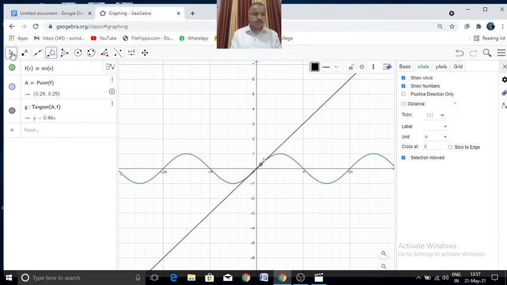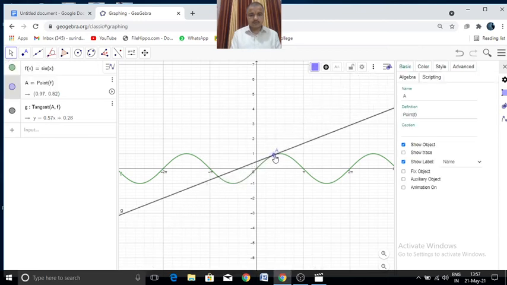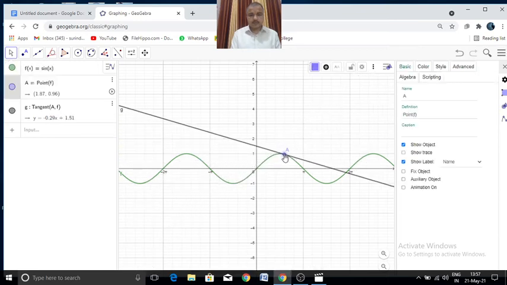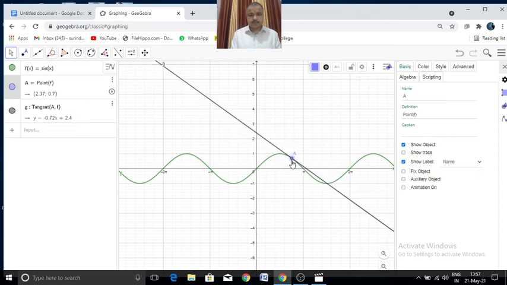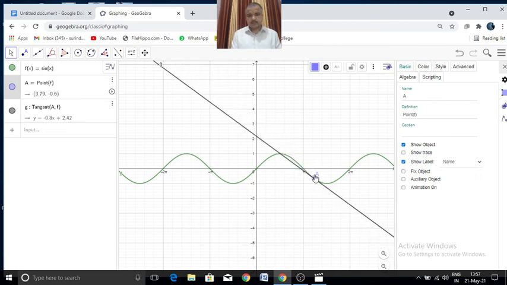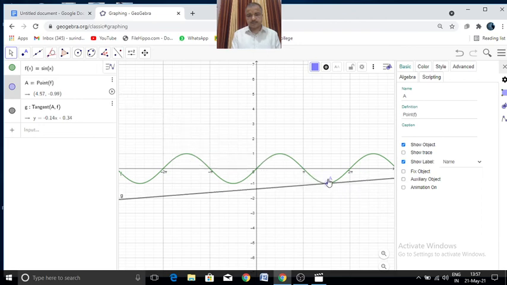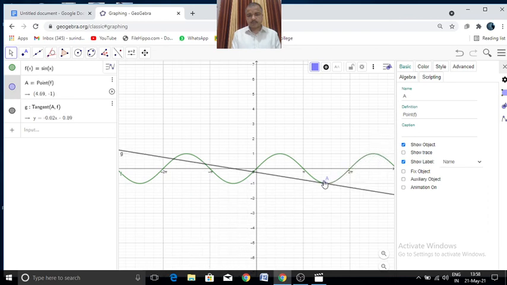As we move the point on the boundary of the curve between 0 to pi, the branch always lies below this tangent. It means in 0 to pi the curve is concave downward. As we move from pi to 2 pi, the branch of the curve is above the tangent. It means in pi to 2 pi, the curve is concave upward.